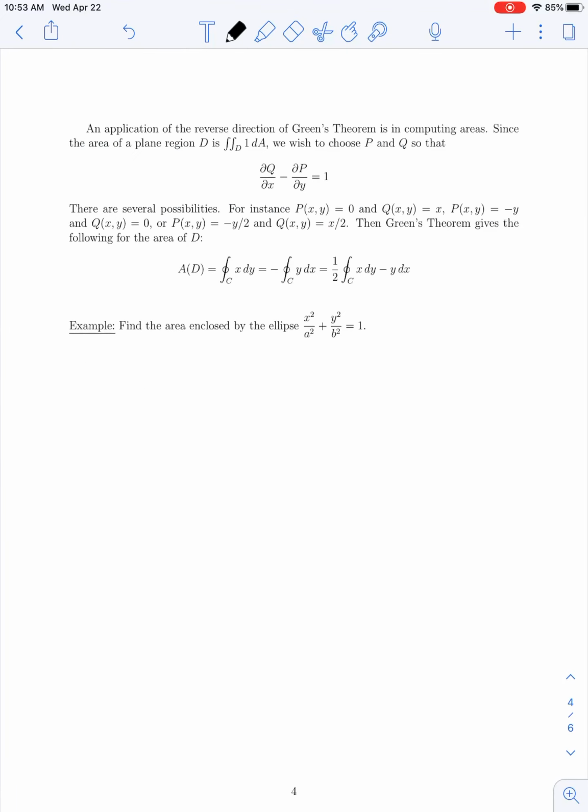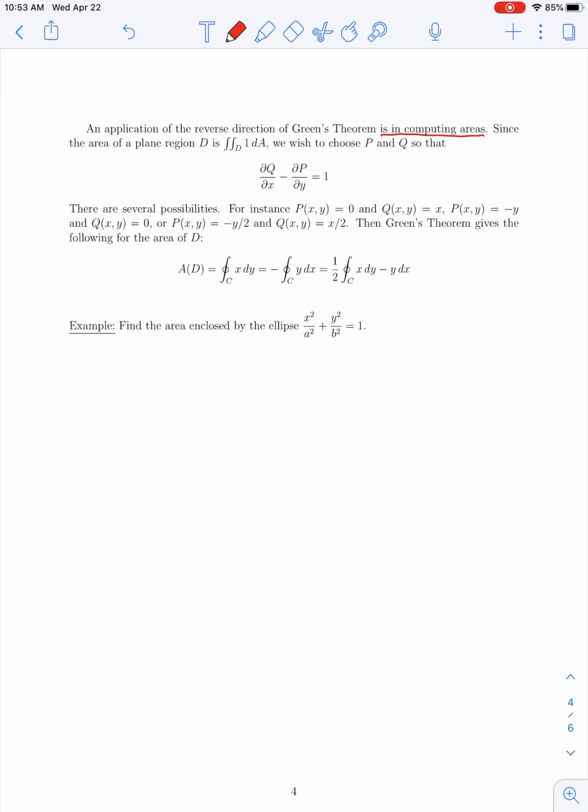Now, in the next part of this section, we'll talk about an application where we might use the opposite direction of Green's theorem. That is, rather than moving from a line integral to a double integral, we might want to move from a double integral over a bounded plane region to a line integral over the curve that forms the boundary of that region. So one application of this would be in computing the area of some unusually shaped plane region.